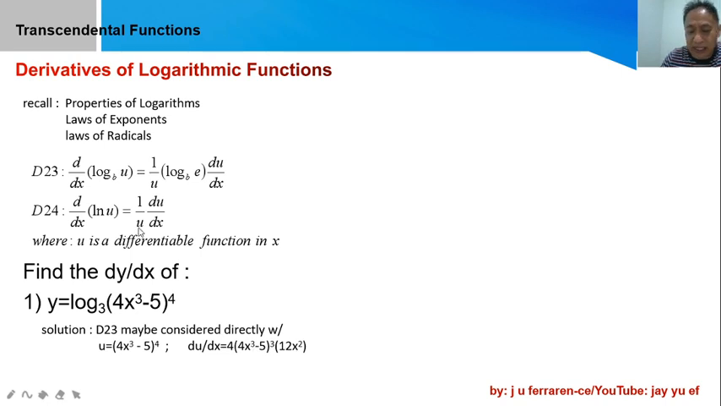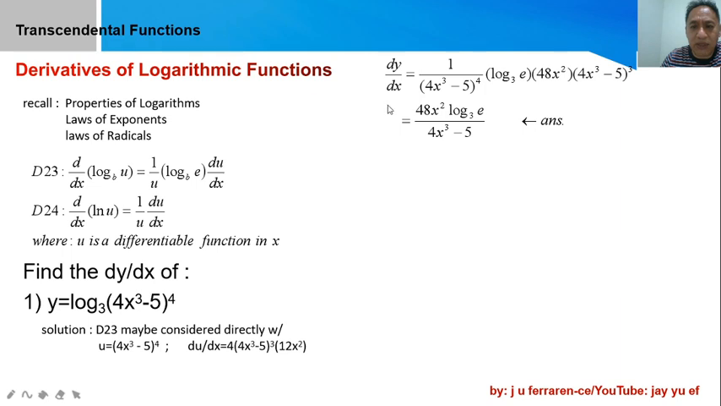So following the d23, dy dx is 1 over u, including the power. So we have the logarithm base 3 of e, then multiplied with the derivative of your function u, which is 48x squared, with the quantity 4x cubed minus 5 raised to 3. But this is appearing twice, so I can reduce, no? So we have 3 here, and this is 4. So what is left is the 4x cubed minus 5 in the denominator. Okay, so you can have this as your final answer. The numerator is 48x squared logarithm base 3 of e over 4x cubed minus 5 as our answer.